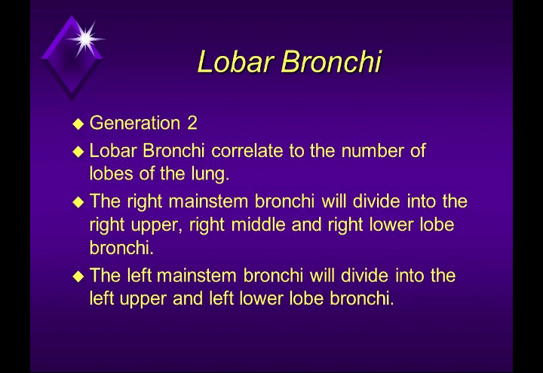Generation 2, lobar. So we've gone trachea, main stem. Now we go to lobar. And they're basically correlated to the number of lobes within our lung. Okay, the right side will divide into 3. The right upper lobe, the right middle lobe, and the right lower lobe. Whew, damn, that was easy. On the left side, it divides into 2. The left upper lobe and the left lower lobe.